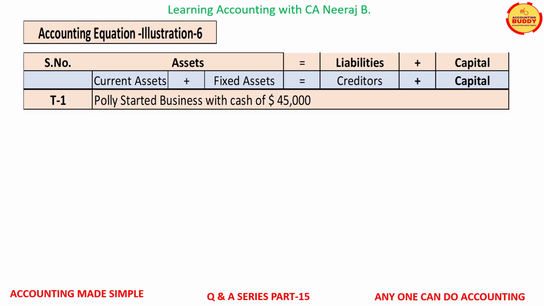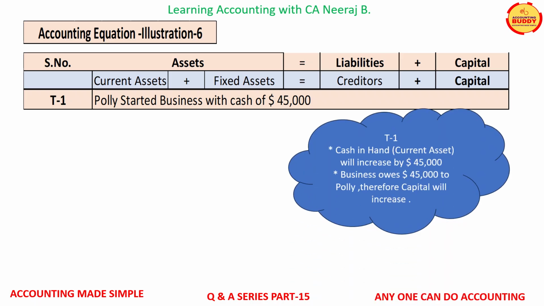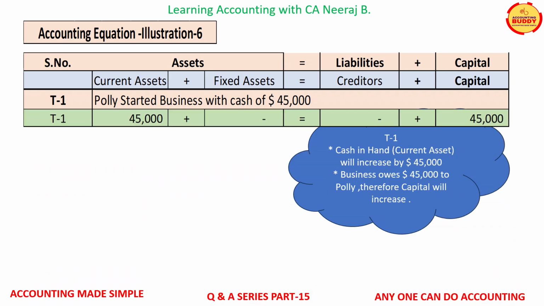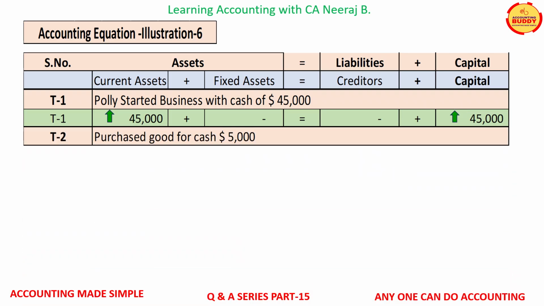Transaction T1 on your screen is Polly started the business with a cash of $45,000. If we analyze this transaction, the two accounts which are getting affected are the cash and the capital account. Cash will increase by $45,000 and the capital will also be increased by $45,000. Transaction number 2 is on your screens.